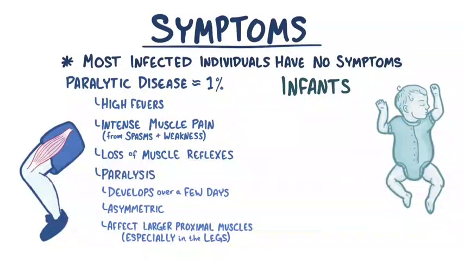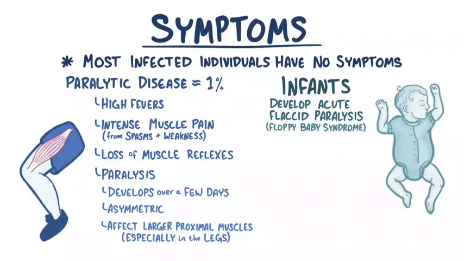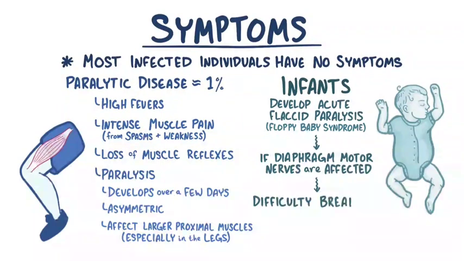Infants with poliomyelitis often develop acute flaccid paralysis, where they go limp, kind of like a rag doll, which is why it's sometimes called floppy baby syndrome. Ultimately, if the motor nerves to the diaphragm are affected, it can cause difficulty breathing and even death.